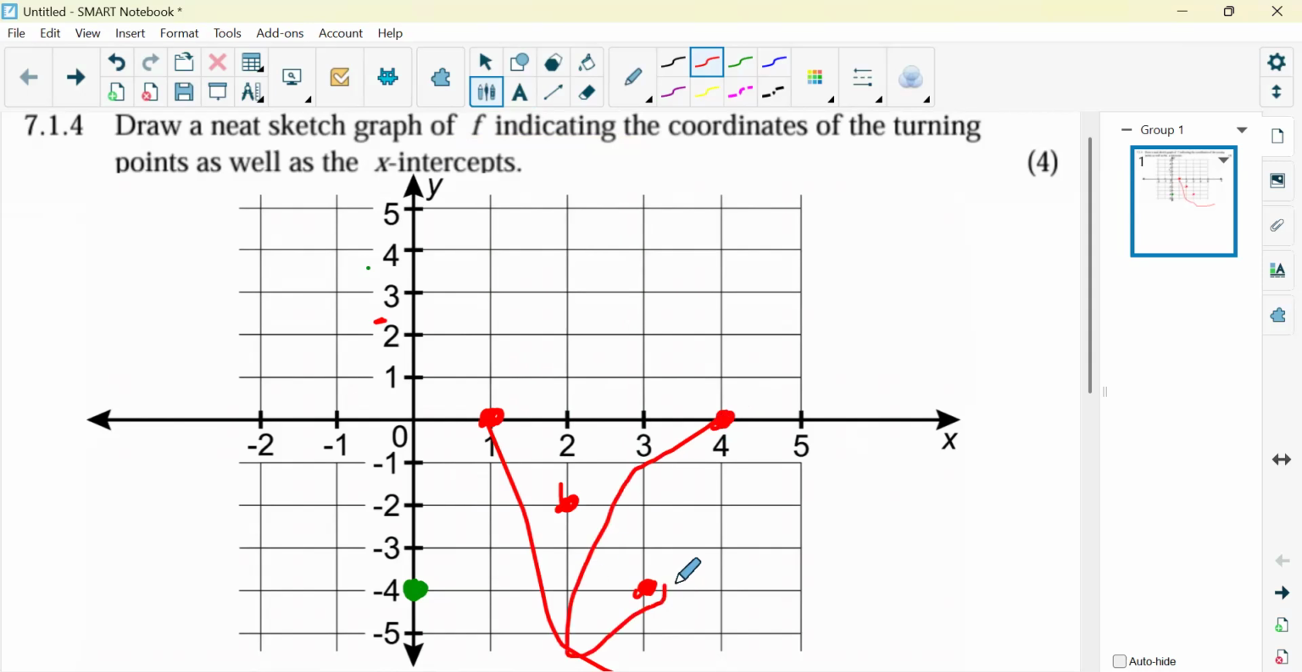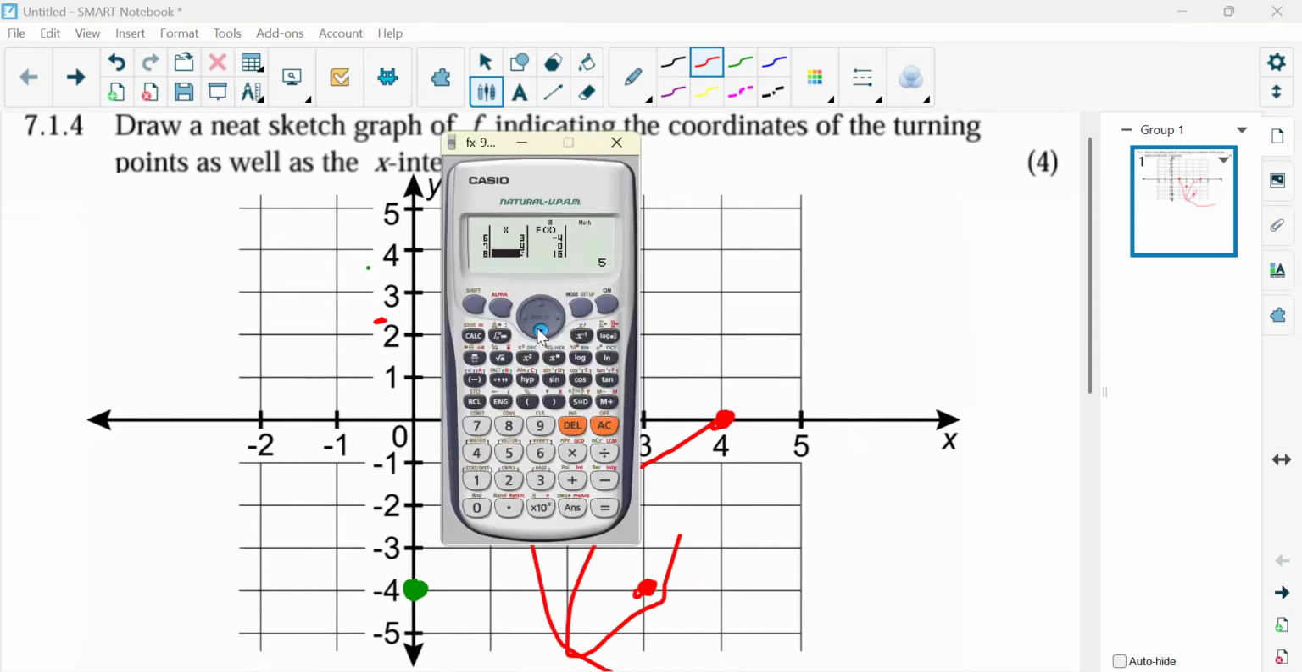Let's check. We have 5. 5 is the last one. It goes with 16. Do we have 16 on our graph paper? No, we don't have it on our graph paper.